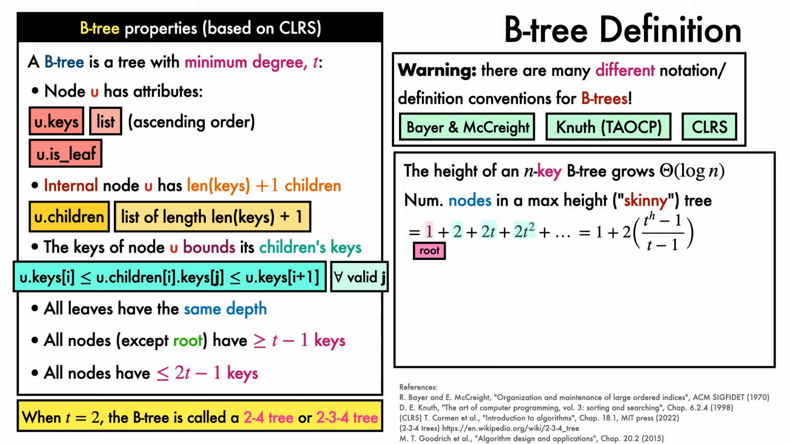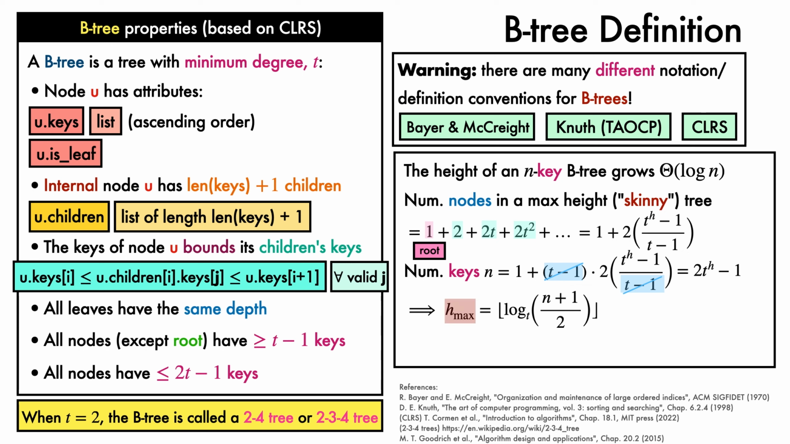We can compute the sum of this geometric progression as follows. The number of keys is t-1 in each node except the root, which gives us this expression. The t-1 terms cancel to give us 2 t to the h-1. We can rearrange this and take logs with base t to find that the maximum height of the tree, which we'll write hmax, is the floor of log base t of (n+1)/2.